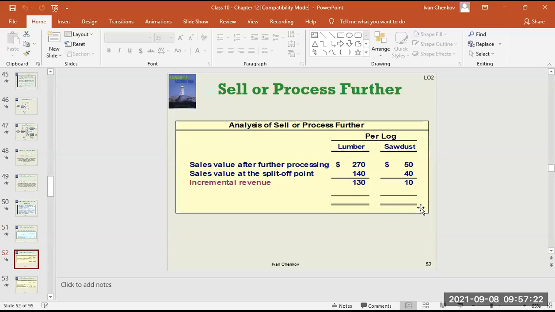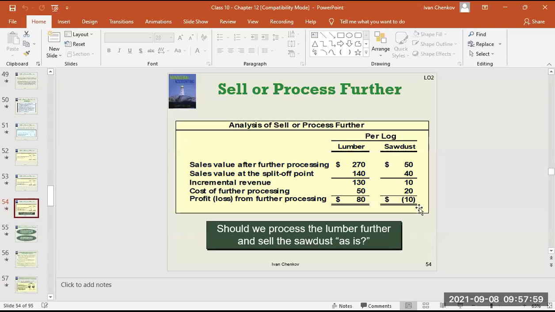It's not relevant. So again, we're checking what's the sales value if we process further: 270, 50. Versus the sales value at the split-off, $140, $40. So incremental revenue in our case is $130 for the lumber and $10 for the sawdust. Additional cost is only to process it further: $50 for the lumber, $20 for the sawdust. So what's our actual profit or loss? On the lumber, we're making $80. On the sawdust, we're losing $10. Which one should we process? Obviously, the lumber.